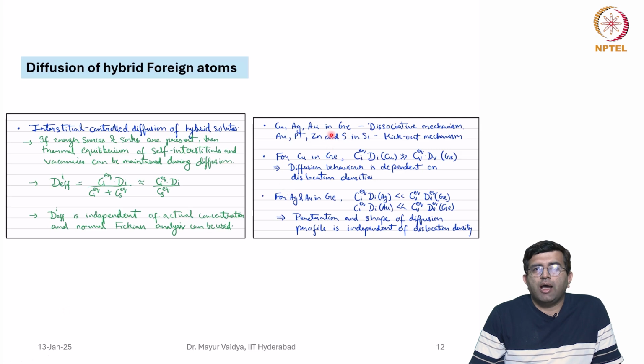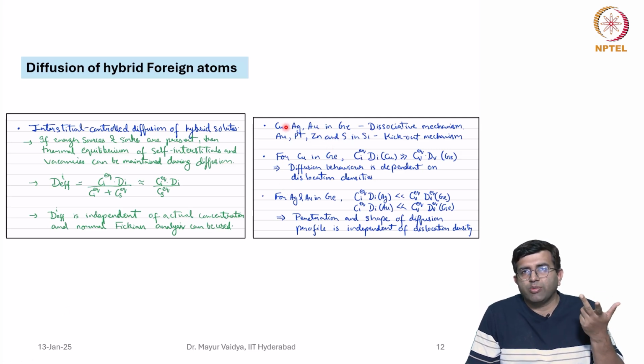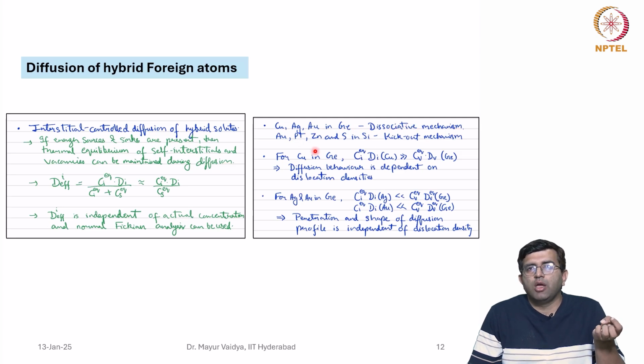So, for hybrid atoms, we saw when we talked about the mechanisms, there are two mechanisms. One is dissociative, another is kick out mechanism. Copper, silver, gold in germanium tend to follow the dissociative mechanism, whereas gold, platinum, zinc and sulfur in silicon diffuse by the kick out mechanism.